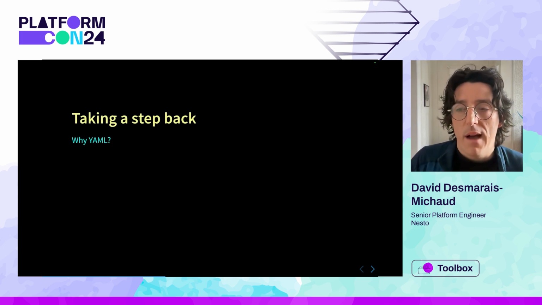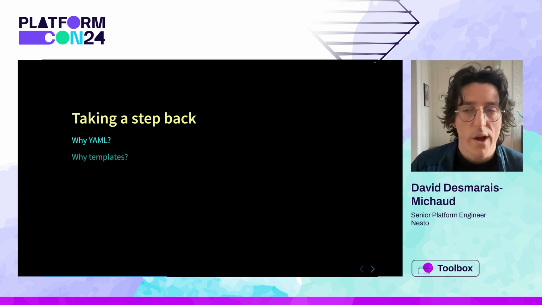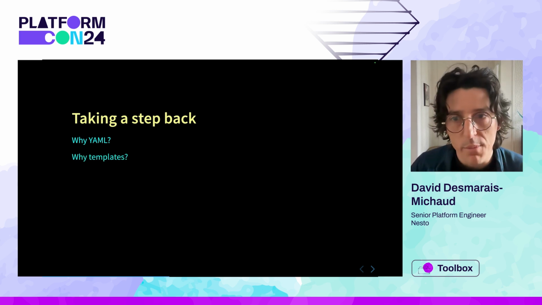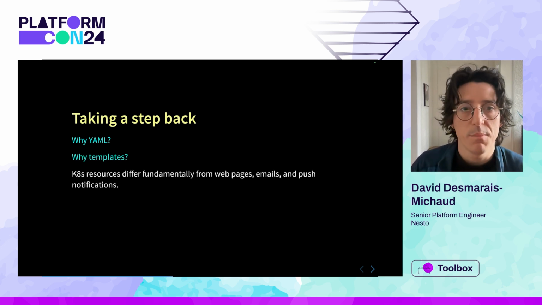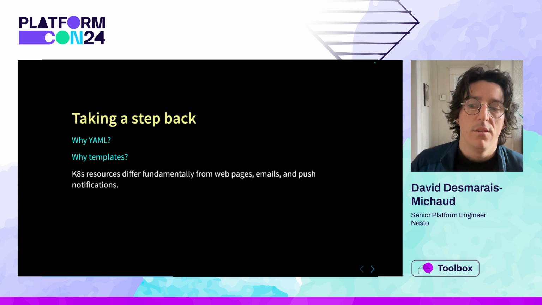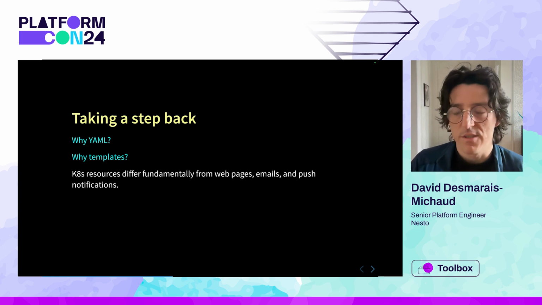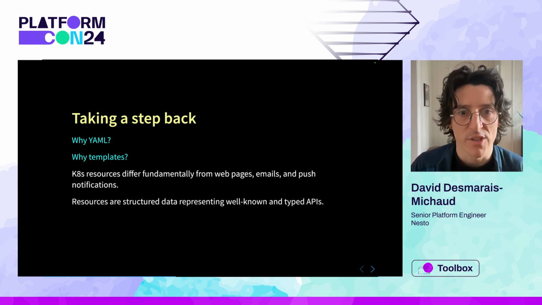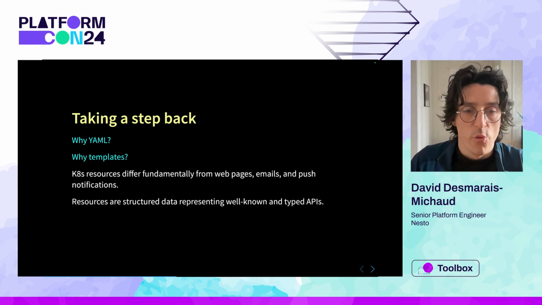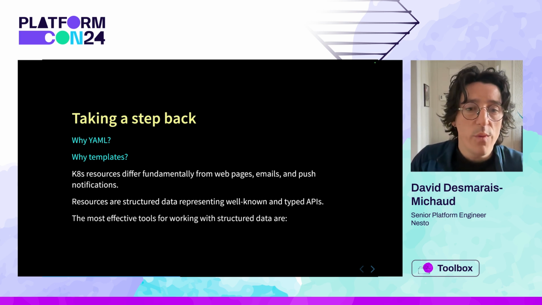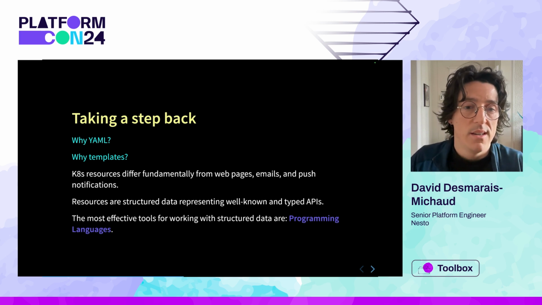So we can take a step back and say, well, why are we doing it in YAML? Why are we templating things? Is this really a good experience? And we realize that Kubernetes resources differ fundamentally from web pages, emails, push notifications, and other types of user content that we might want to template or make generic. Resources are structured data, representing well-known APIs that are typed. And we know what the most effective tools for working with structured data are. It's programming languages.